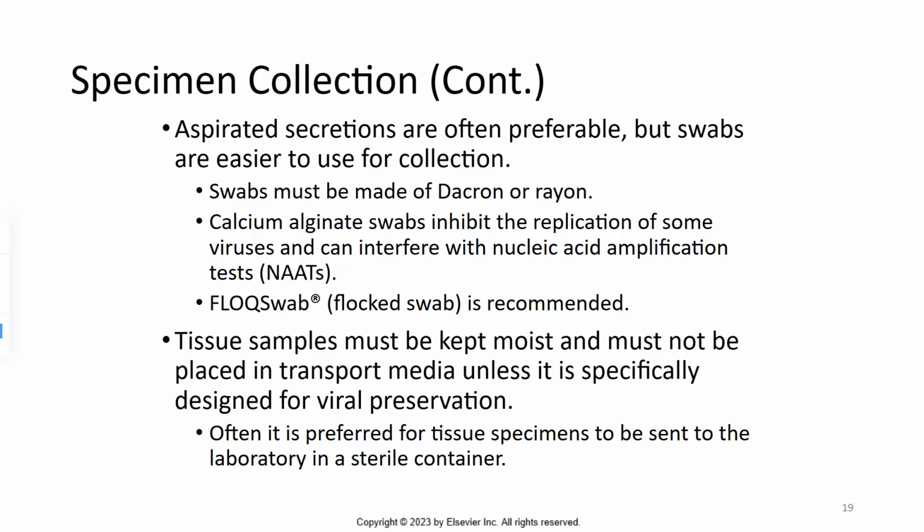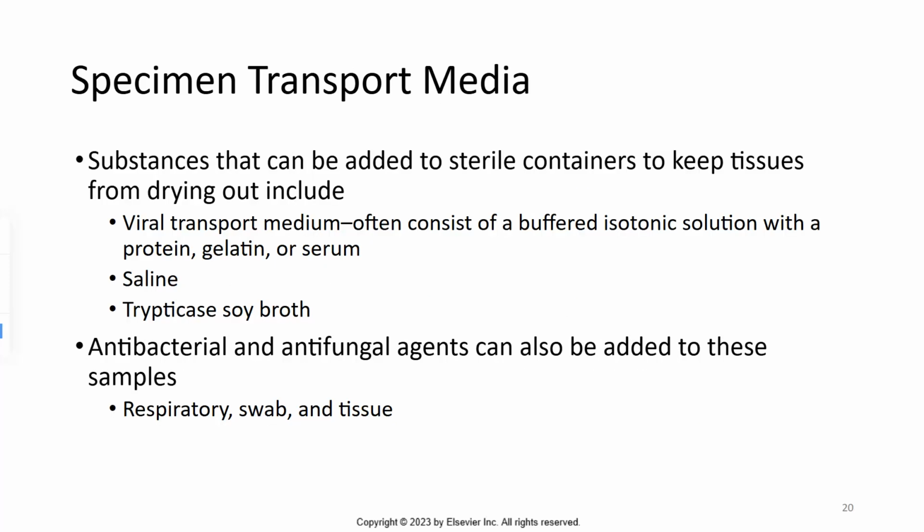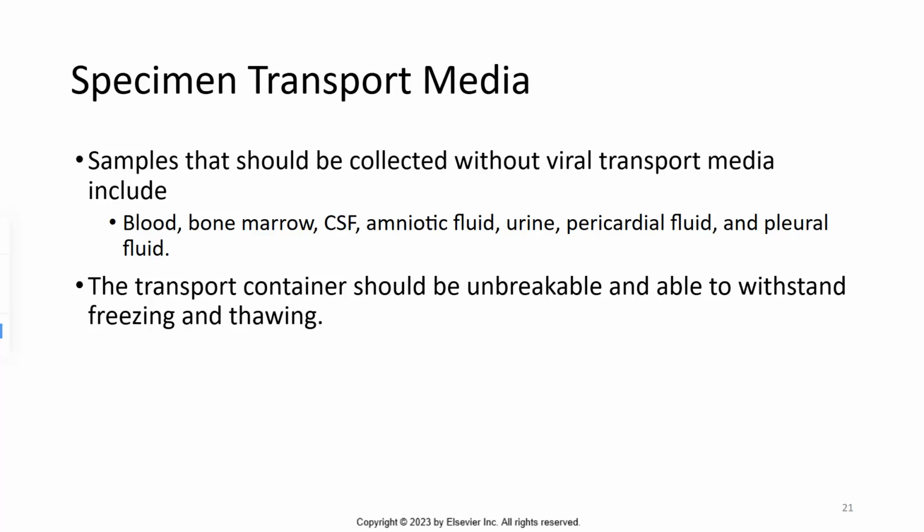Tissue samples must be kept moist and must not be placed in transport media unless it's specifically designed for viral preservation. Substances that can be added to sterile containers to keep tissues from drying out include viral transport medium, saline, and trypticase soy broth. Antibacterial and antifungal agents can also be added to these samples. Samples that should be collected without viral transport media include blood, bone marrow, CSF, amniotic fluid, urine, pericardial fluid, and pleural fluid.